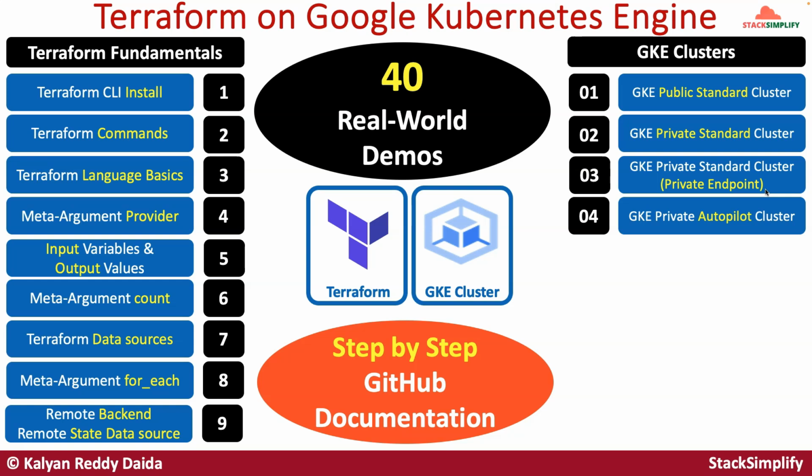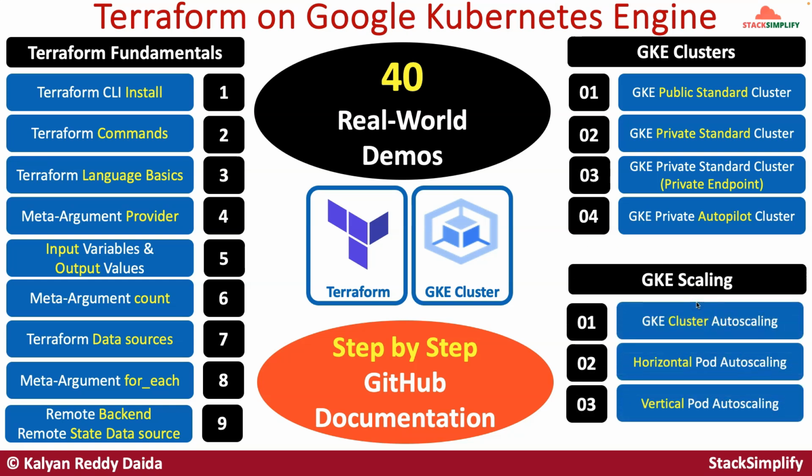After that, we are also going to create a GKE private autopilot cluster using Terraform. So here we learn about different types of clusters and automate them using Terraform. Once that is completed, we'll move on to implementing GKE scaling features, which are GKE cluster autoscaling, horizontal pod autoscaling, and vertical pod autoscaling. All these things we are going to implement both using YAML manifests and also using Terraform manifests of Kubernetes. There we are going to use the Kubernetes Terraform provider for implementing them in Terraform.